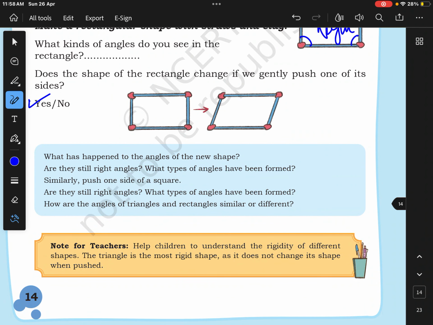What happens to the angles of the new shape? Okay, so the angles are going to change definitely. They are going to change to acute angle and obtuse angle if you push one of the corners. Okay, are they still right angles? No. Answer is no. Right?